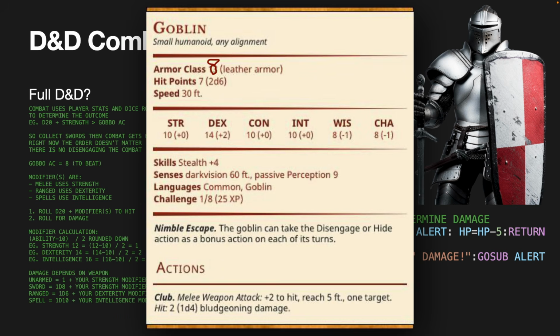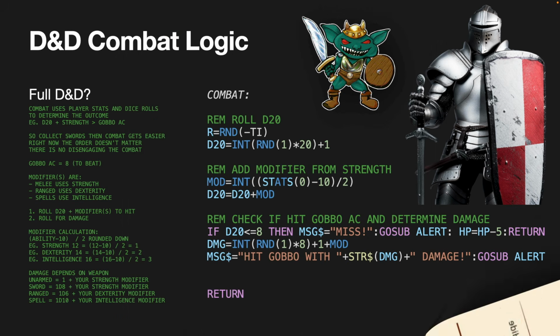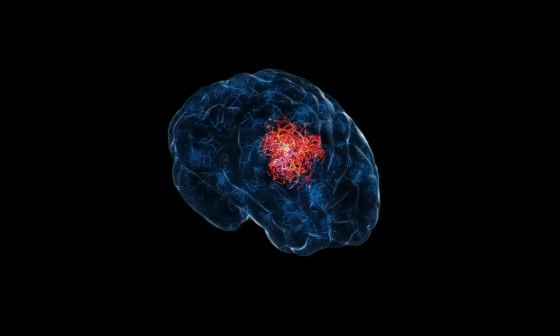Now, if we miss, we lose 5 health points. Again, damage is usually a roll with other modifiers, but I'm just saying take away 5. And then for our damage against the enemy, we've got another random roll here. And then we say we hit the goblin with this much damage and we display that on screen.